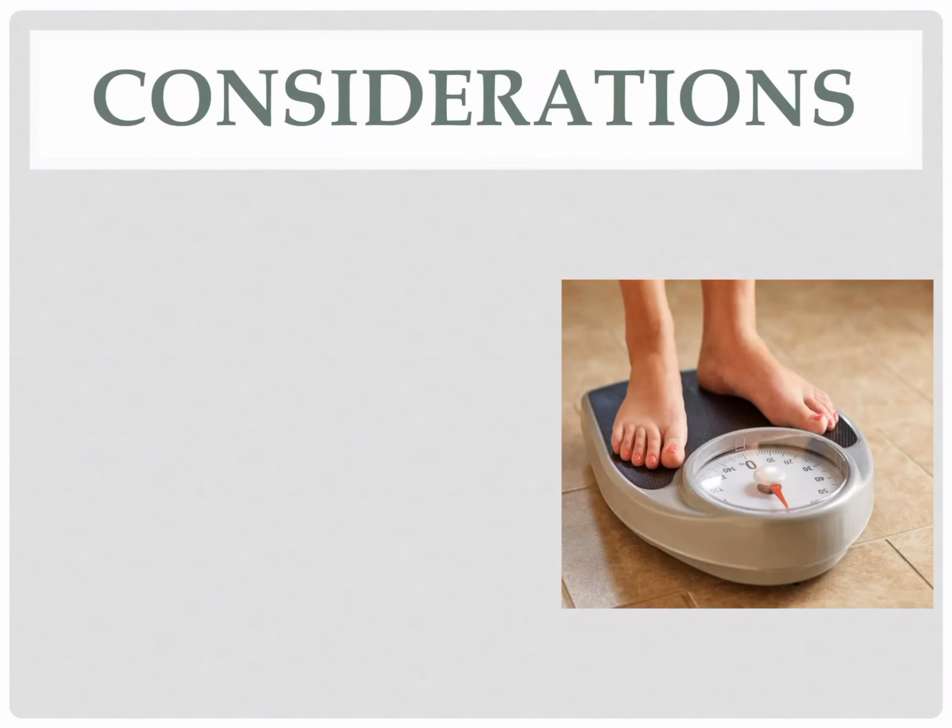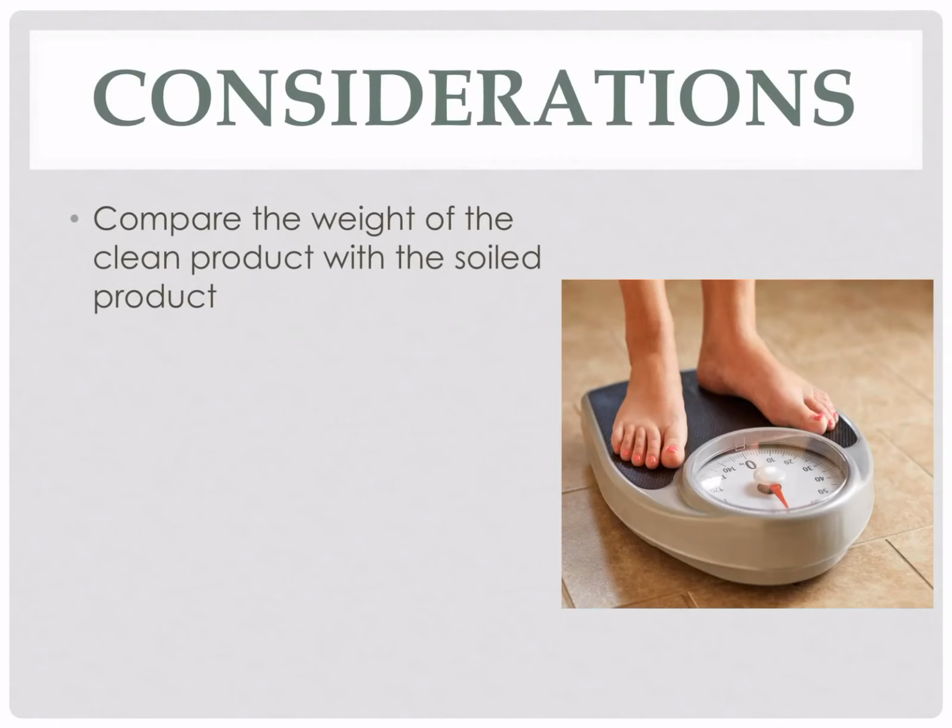So we have here considerations. Compare the weight of the clean product with the soiled product. For example, your patient wears a diaper. Make sure before putting on the diaper to your patient, you weigh the unused diaper. Because later on, you will subtract the weight of the unused diaper from the soiled diaper, and that will serve as your urine output. So that is very important to consider.